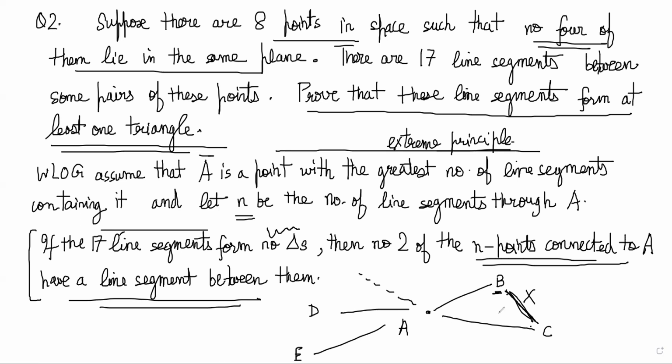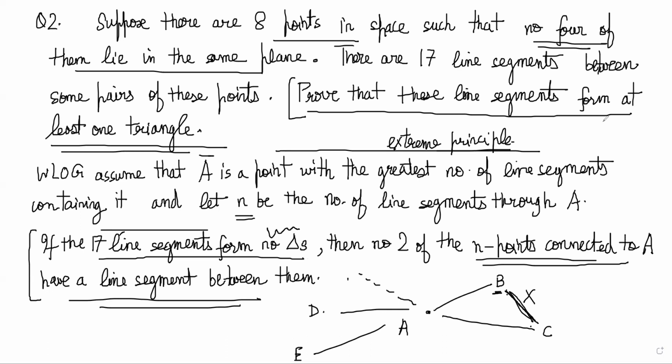So we are saying that no two of the points that are connected to A have a line segment between them, because we have assumed that the 17 line segments form no triangles, right? We have assumed the opposite. We have to prove that the line segments form at least one triangle. So we have assumed the opposite, that they form no triangles.